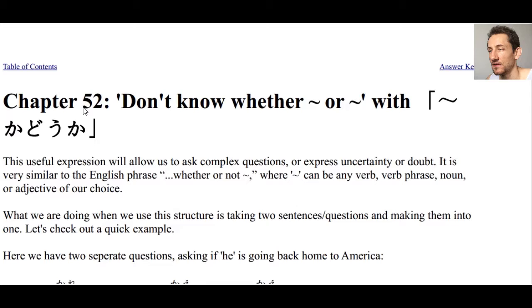Next time, we'll look at chapter 52, almost done. And we're going to express not knowing whether to do something or not. So for example, I don't know whether to go to the party or not. Or I don't know whether to wear blue or whether to wear red, with kadoka. So this is a kind of advanced structure, but something you can use on a regular daily basis. So very useful for casual and conversational Japanese. So be sure to check that out next time.